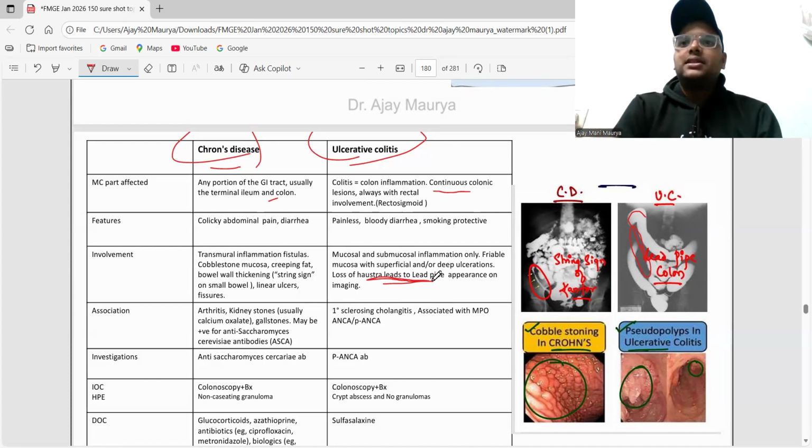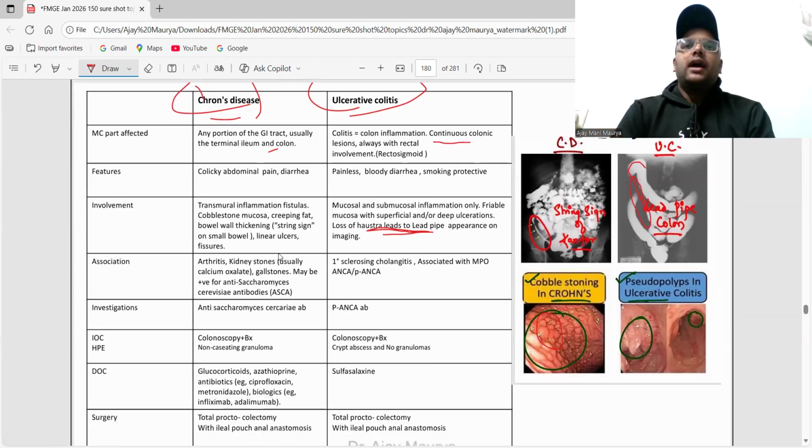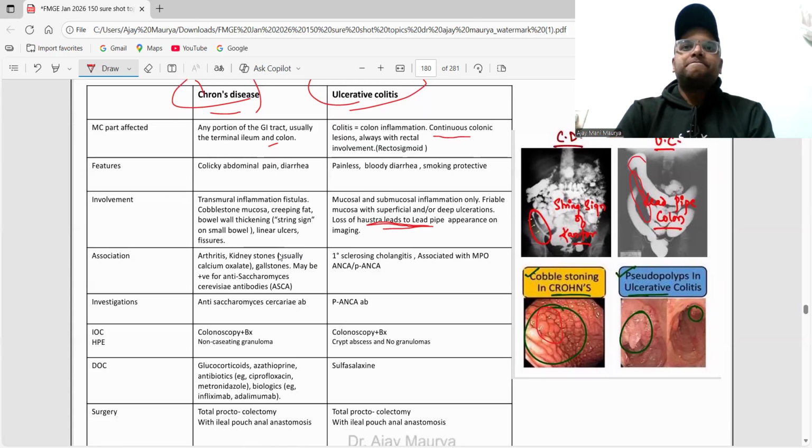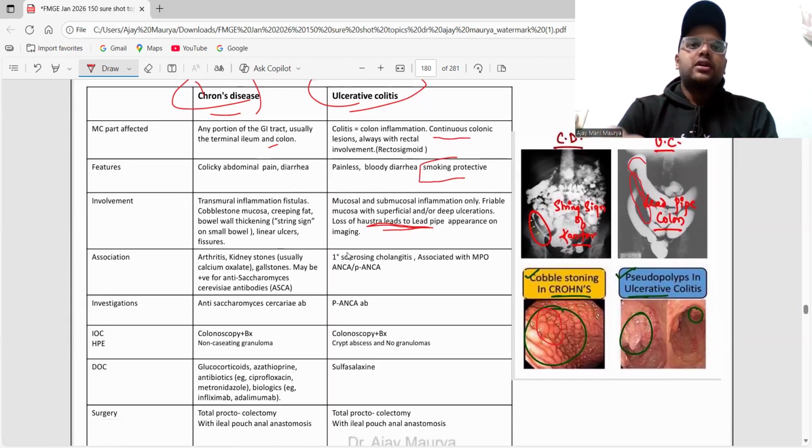But here, this is the cobblestone appearance in Crohn's. C for cobblestone, C for Crohn's. Cobblestone is seen in the case of Crohn's. These are the main important ones. And remember which one smoking is protective for: it is protective in ulcerative colitis.